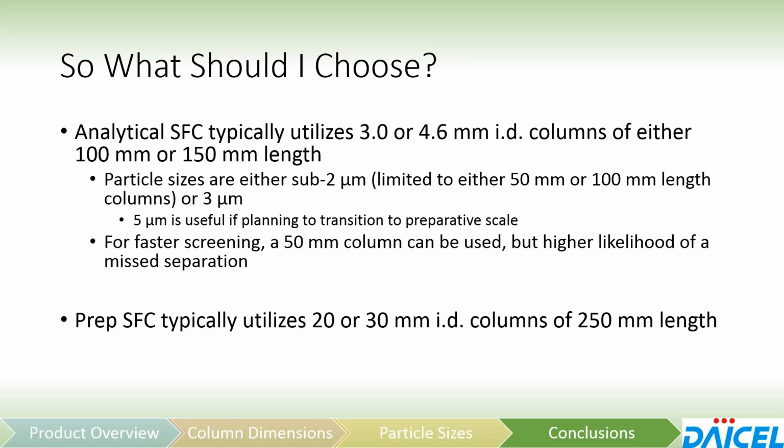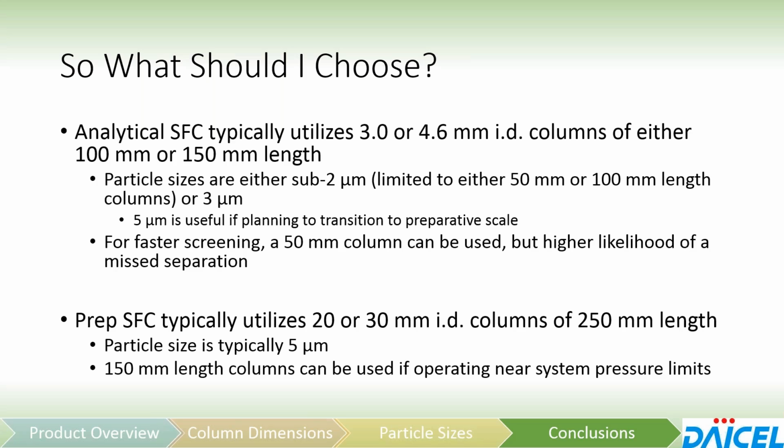For prep SFC, same length, I should say, 250 millimeter, and same column IDs, 2 or 3 millimeter. Particle size, though, is typically only 5 micron. 20 micron does not get used very often for SFC separations. Generally, it doesn't need to be, because you have a lower viscosity of your mobile phase. Even though you would expect higher pressure on 5 micron, generally it's mitigated by the fact that the viscosity of your mobile phase is much less.